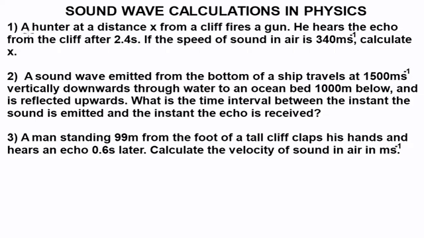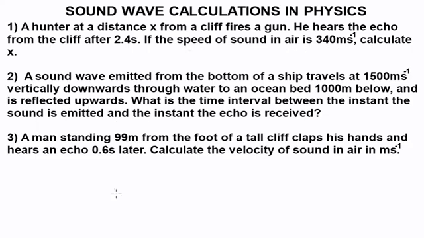Question 1 says, a hunter at a distance x from a cliff fires a gun. He hears the echo from the cliff after 2.4 seconds. If the speed of sound in air is 340 meters per second, calculate x.